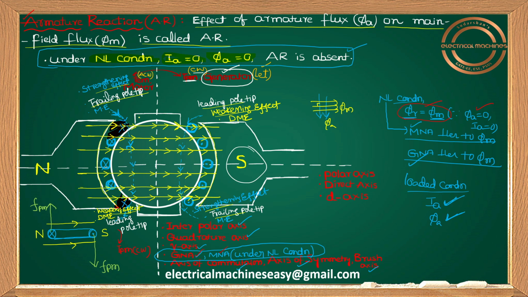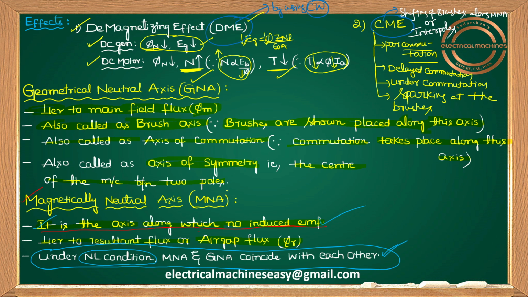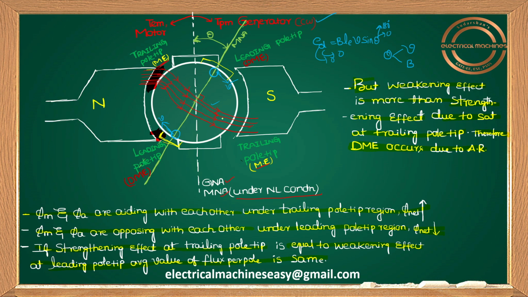Initially, under no load condition, GNA and MNA are coincident with each other. But under load condition, because of armature current, because of armature flux, your MNA will be here. MNA shifts from GNA by an angle of theta. This theta depends on the load current. Initially the brushes are here. Because of this cross magnetizing effect, we'll have sparking at the brushes. Let us see how we can reduce the cross magnetizing effect.